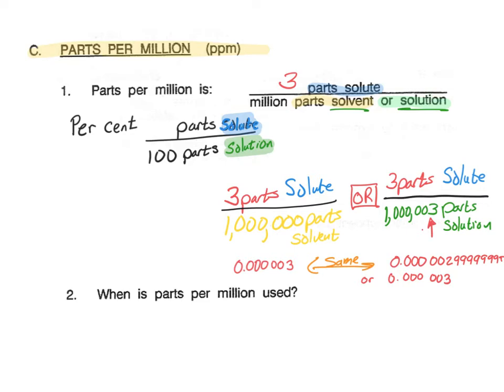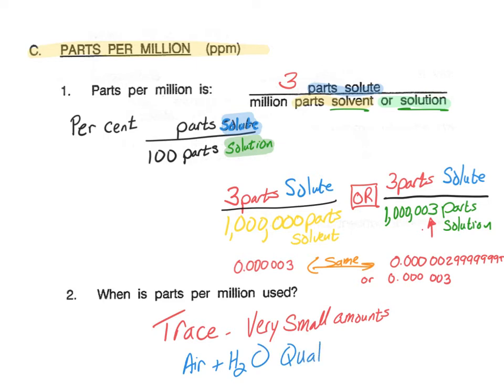So when do we use ppm? When is parts per million used? It is used only for very small amounts, and the word that we use for small amounts of solute is the word trace. So trace means very small amounts of solute in a solution. You might see this in air quality or water quality, where if you have too much lead in your water, if you have too high a ppm, it could actually be toxic. So in those cases, we always look at it in ppm rather than in percents. Very, very small amounts, which we call trace amounts of solute.